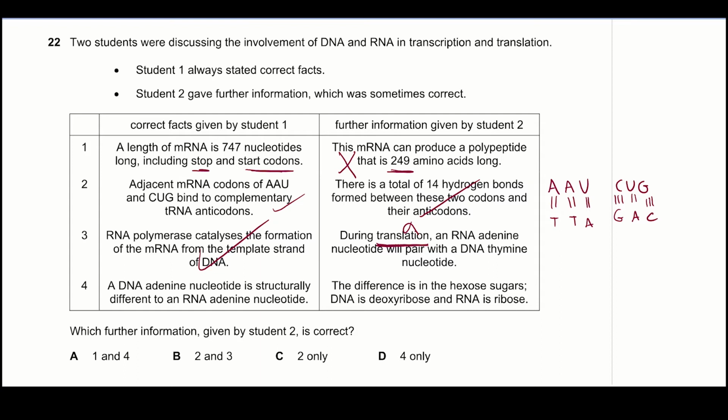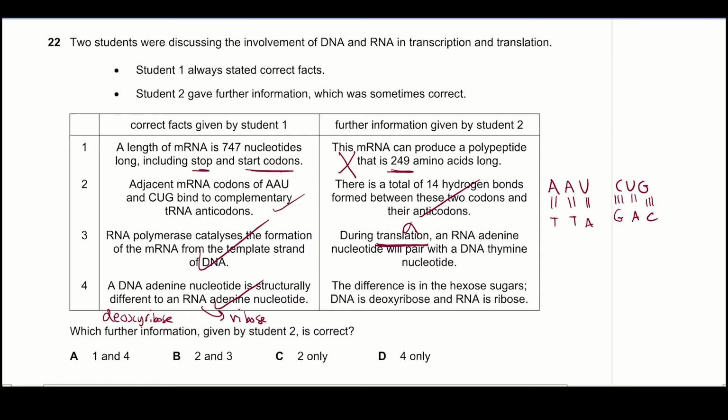4. A DNA adenine nucleotide is structurally different to an RNA adenine nucleotide. This is correct because DNA adenine nucleotide has deoxyribose sugar, while RNA has only a ribose sugar.